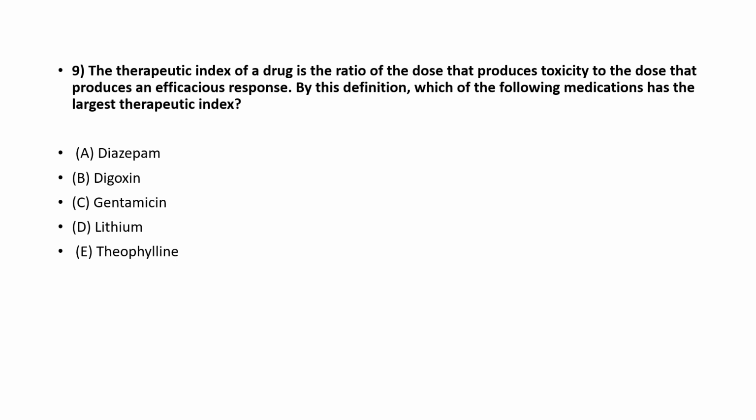Okay, so the next question. The therapeutic index of a drug is the ratio of the dose that produces toxicity to the dose that produces an efficacious response. By this definition, which of the following medications has the largest therapeutic index? The options are diazepam, digoxin, gentamicin, lithium, theophylline. So here the correct answer is option A, that is diazepam, which is a benzodiazepine.